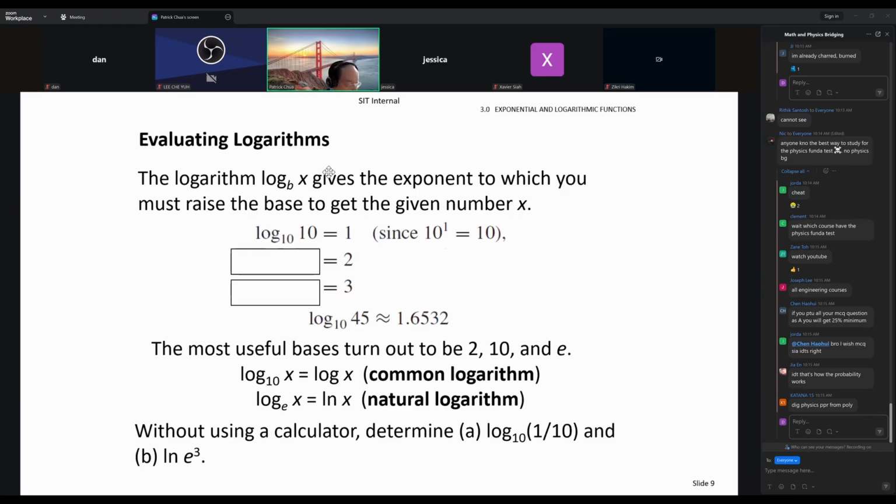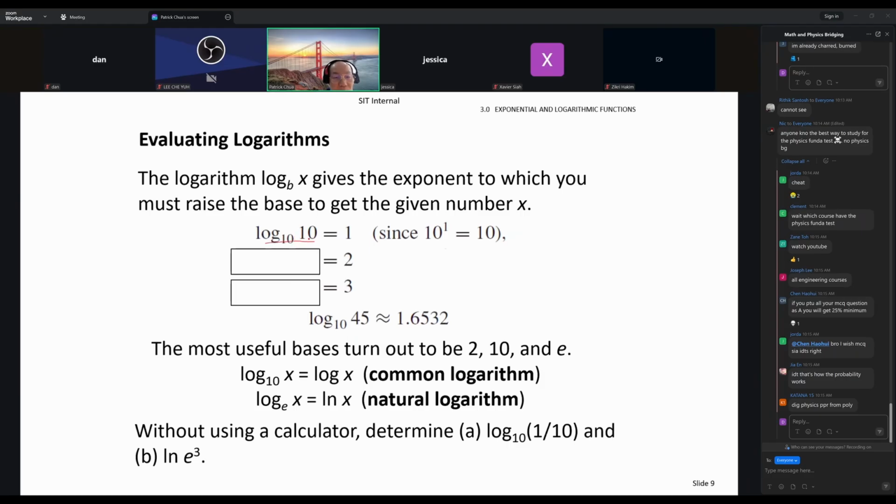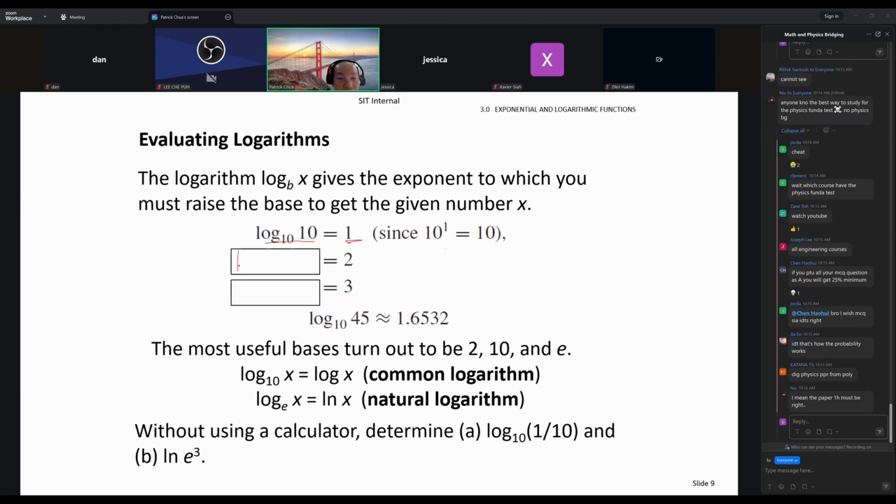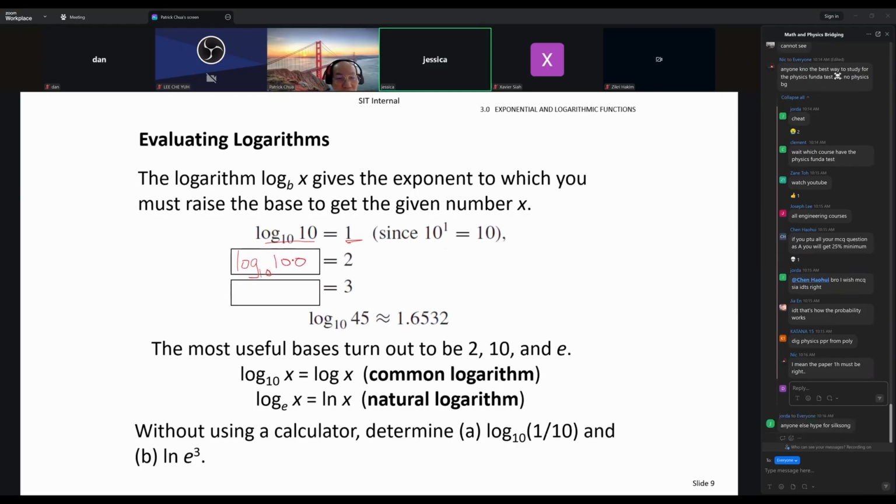Evaluating logarithms. We know that log to base 10, a common logarithm, of 10 is 1. You can use a calculator: log 10 gives you 1. So log to base 10 of what gives you 2? It will be log to base 10 of 100. You can check with the calculator easily. And log to base 10 of 1,000 would be 3. You can always use a calculator to check.